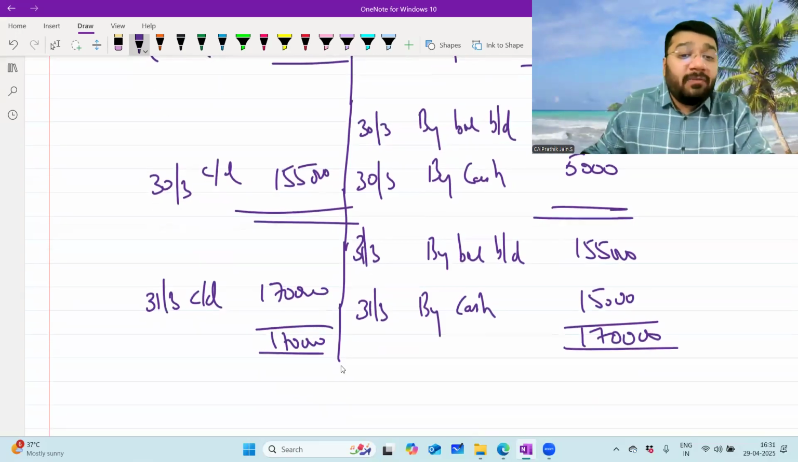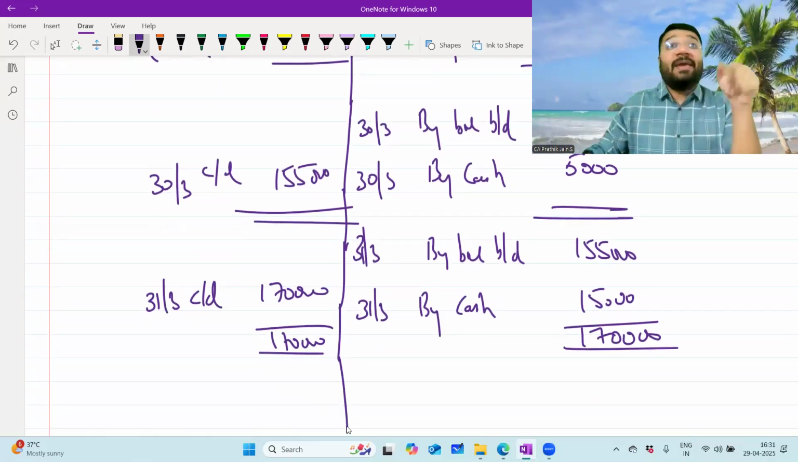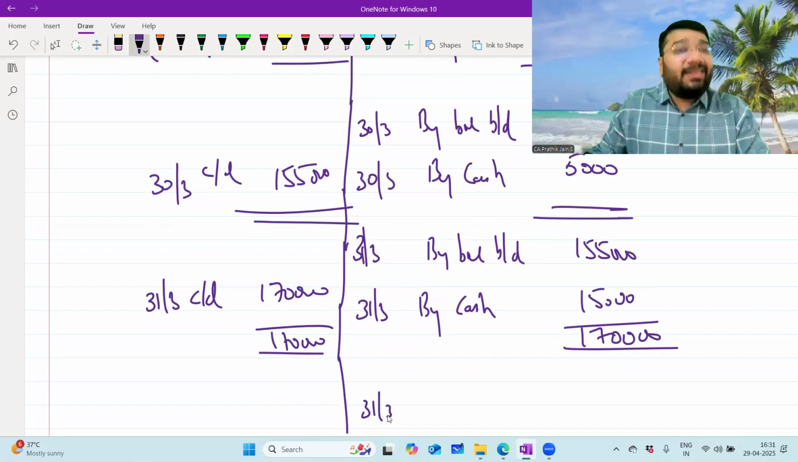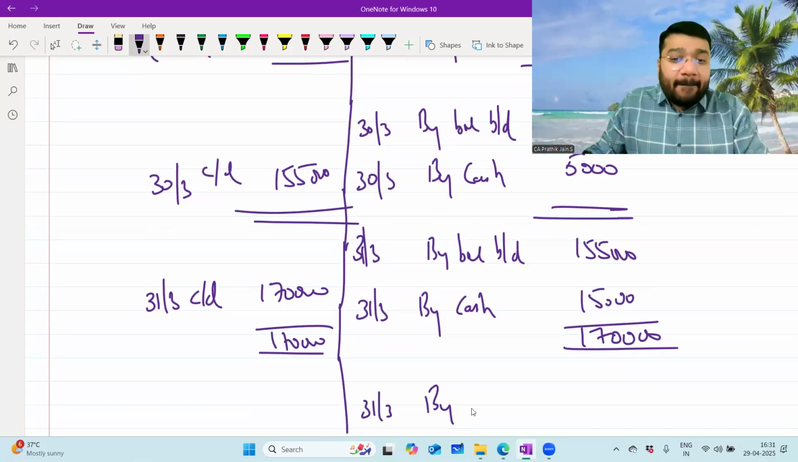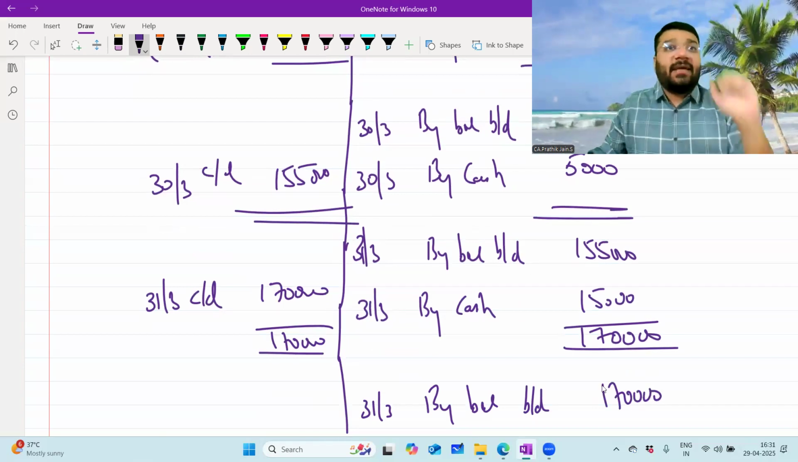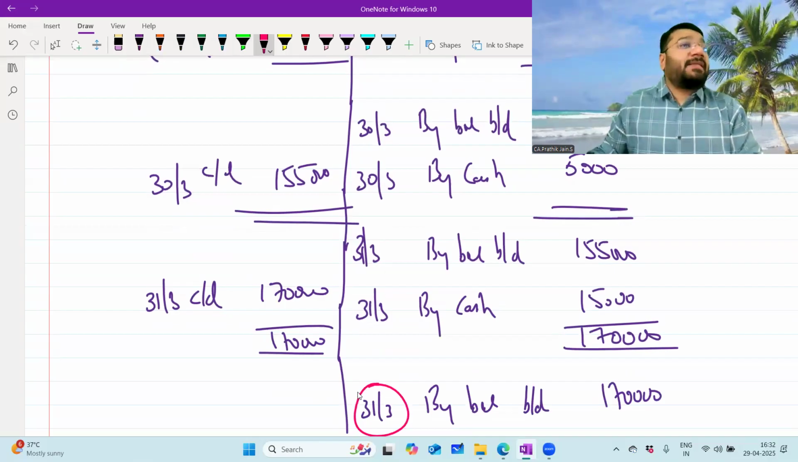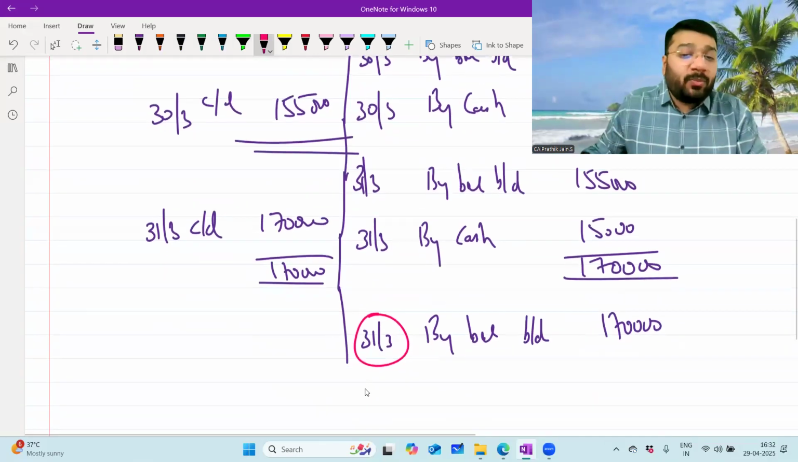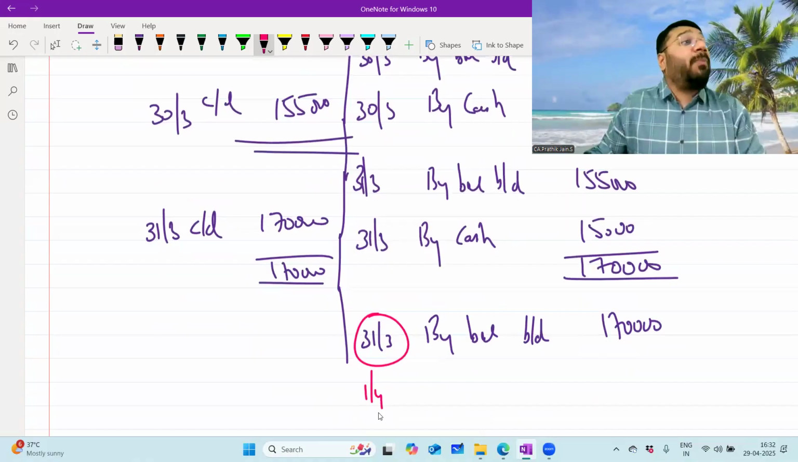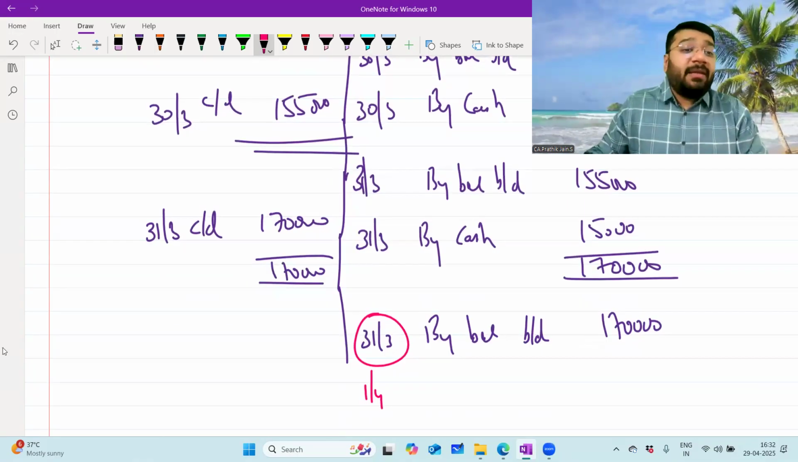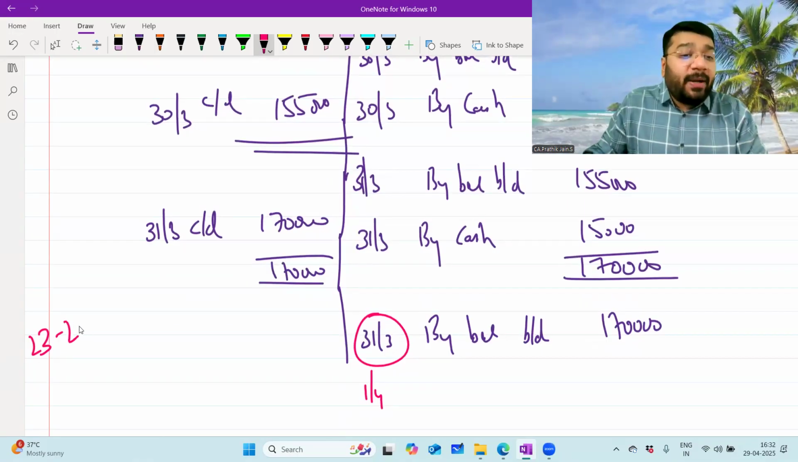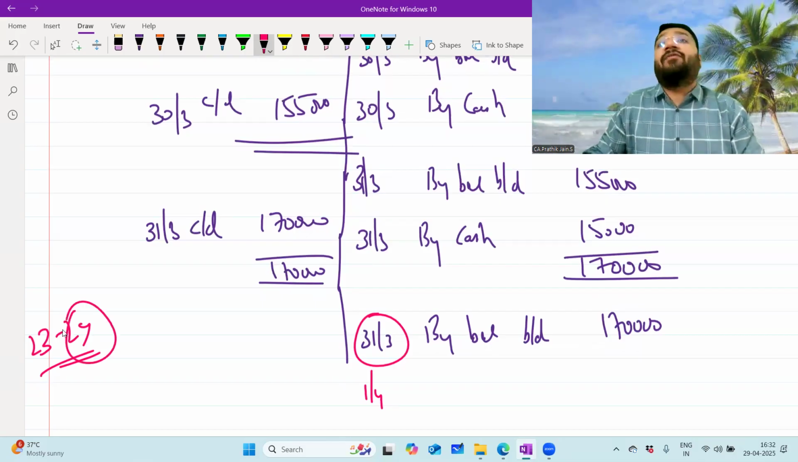And the balance brought down will now be not 1/4. It will be 31/3 only. By balance brought down 1,70,000. Two things here are important. One, sir, why are you putting 31/3? Please understand, in your school textbook, what they said is to put 1/4. 1/4 is not possible because now I'm preparing the current data for 23-24, which ends with 31st March 24.